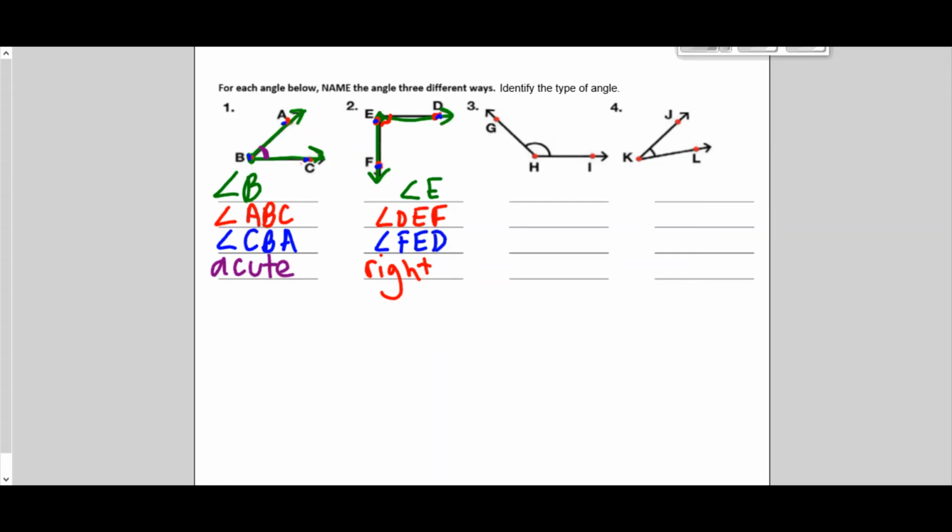Number 3 and 4, I want you to give those a try. Pause the video and try them, and then when you unpause it, you'll be able to see the answers.